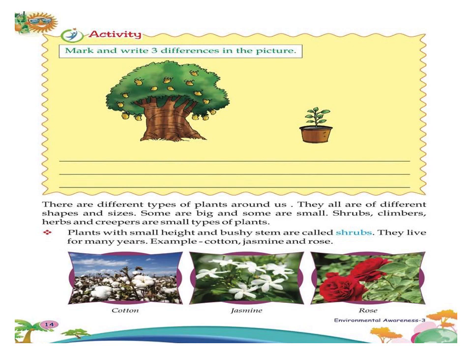There are different types of plants around us. They all are of different shapes and sizes. Some are big and some are small. Shrubs, climbers, herbs, and creepers are small types of plants. Plants with small height and bushy stem are called shrubs. They live for many years. Example: cotton, jasmine, and rose.